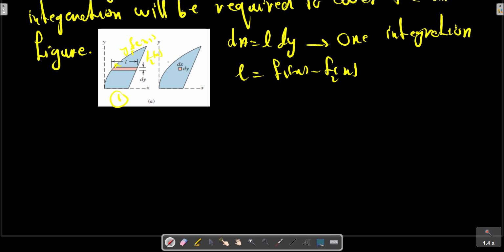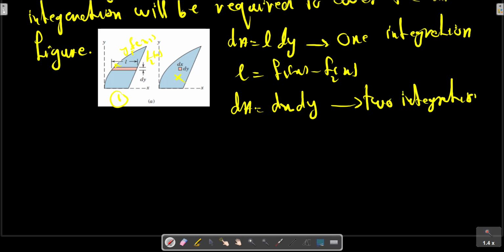The second order element dA = dx dy will require two integrations if we use this picture. dA = dx dy, two integrations.